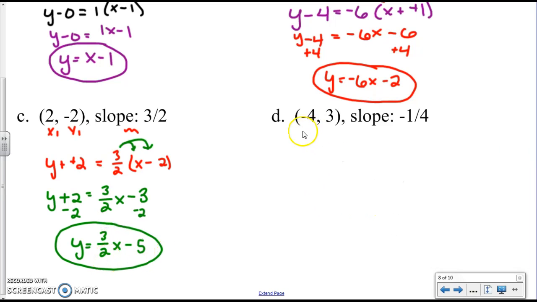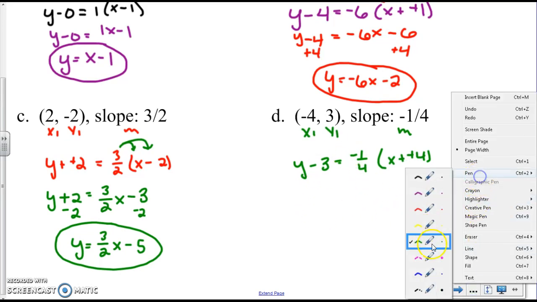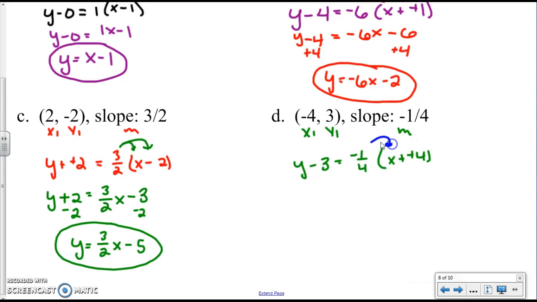Okay, last one. x1, y1, m. So y minus y1 equals m times x minus x1. Okay, two negatives make that plus. We're going to distribute. So negative 1/4 times x, sorry, negative 1/4, so I get negative 1/4 x. And then negative 1/4 times 4 is actually negative 1. Again, plug it in your calculator if you need to.